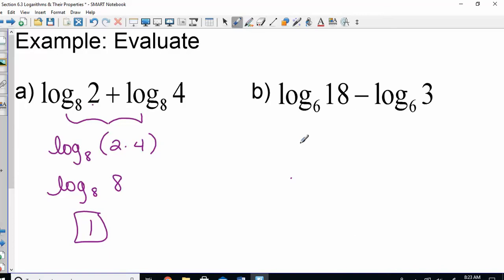So on B, how would I rewrite that one? They're subtracted, so you divide. 18 divided by 3 is 6, and log base 6 of 6.